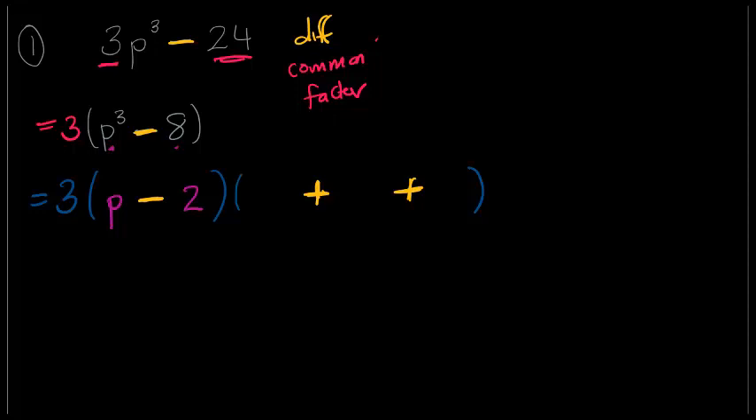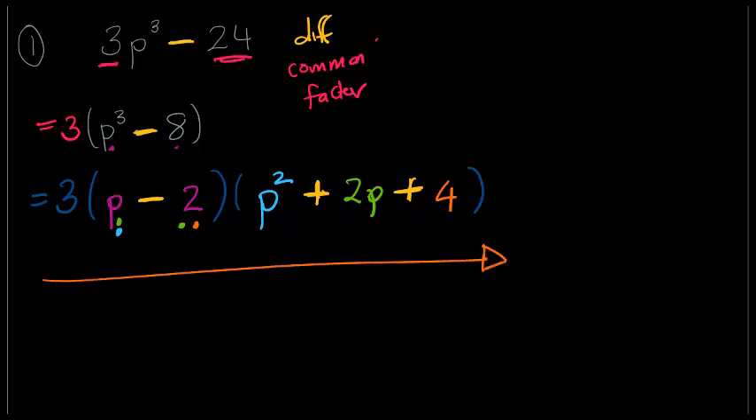Second bracket, let's do our first term. So our first term is going to be p squared. Our second term is going to be p times 2, which is 2p. And our third term is going to be 2 squared, which is 4. And that, ladies and gentlemen, is the final answer to this question. You have now done the sum and difference of cubes and taken out the common factor. Okay, are you ready for the next one?